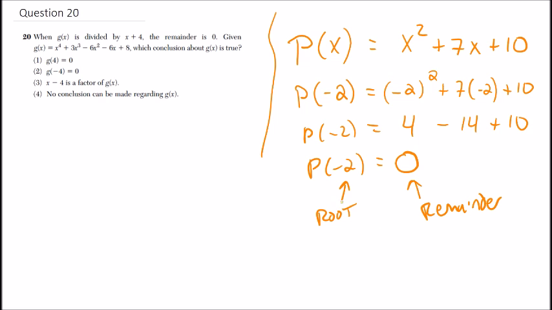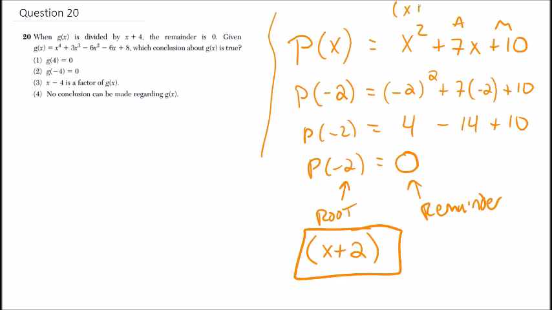Meaning that if I took the factor that root comes from, which is x plus 2, I'm going to get a remainder of 0, meaning that this is a factor of my polynomial in this case. Which you can see that it will be. If I were to factor this using the AM method, this would go ahead and factor to x plus 2, x plus 5. Because 5 times 2 is 10 and 5 plus 2 is 7. So if p of negative 2 is 0, that means x plus 2 is a factor.